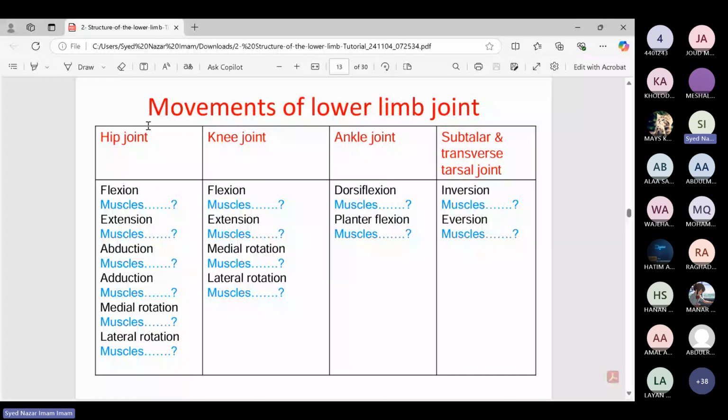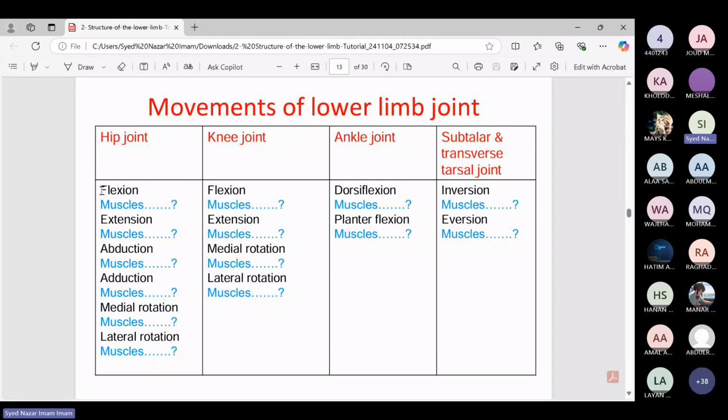We have flexion, we have extension, we have abduction, adduction, medial rotation, and lateral rotation. Now, this is a task for you: what are the muscles that produce each kind of movement? Now let's see the flexion. The flexion of the hip joint will be produced by which muscle? The muscles which are anterior to the joint. So anterior muscles, what anterior muscle do we have?